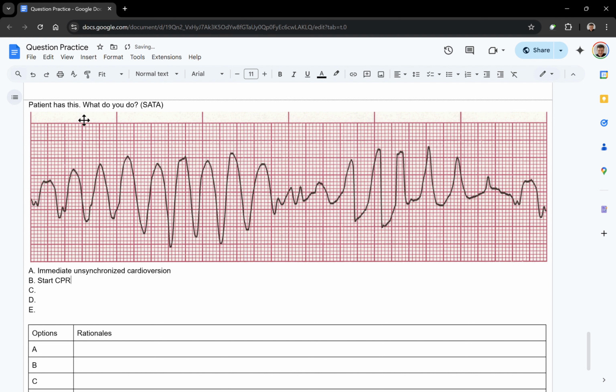Start CPR. Let's just say the patient has this and is unresponsive to touch stimuli. Okay, what do you do? Immediate synchronized cardioversion, start CPR, right? Administer what medication?